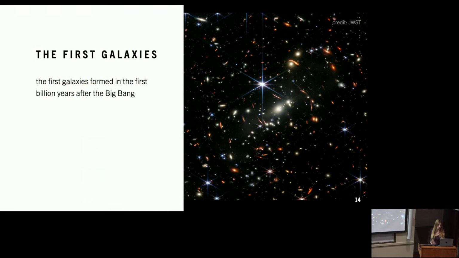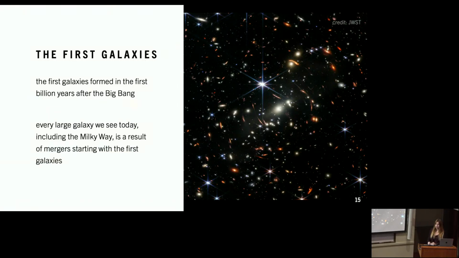So the first galaxies. I just said, the first galaxies formed within the first billion years after the Big Bang. And every galaxy that we see today, including our own galaxy, the Milky Way, is a result of mergers that started with these very first galaxies. So these first galaxies seeded the formation of everything that we can now see today.